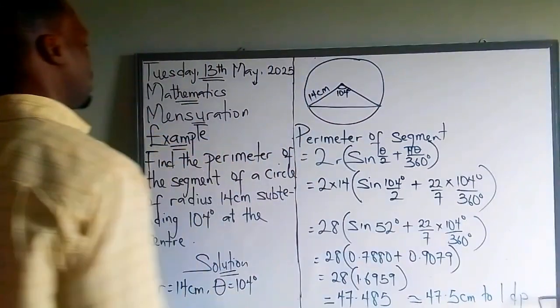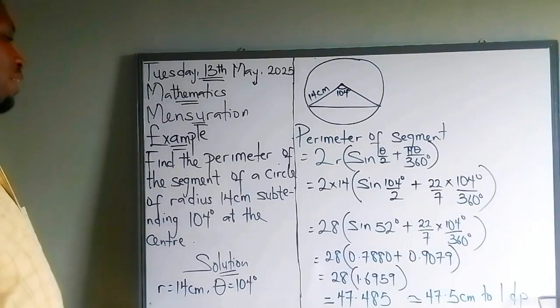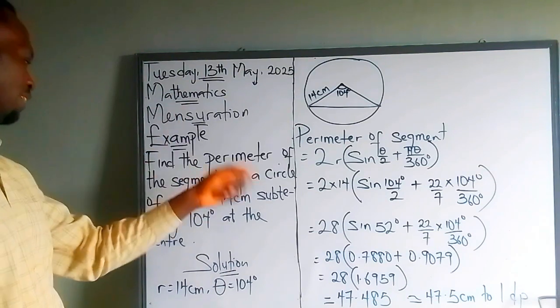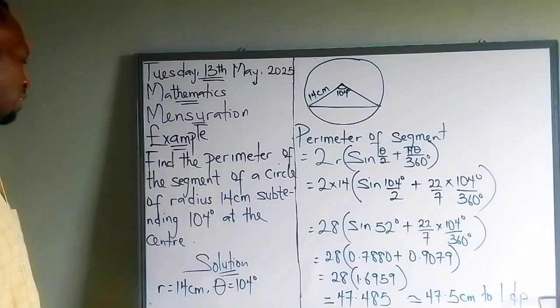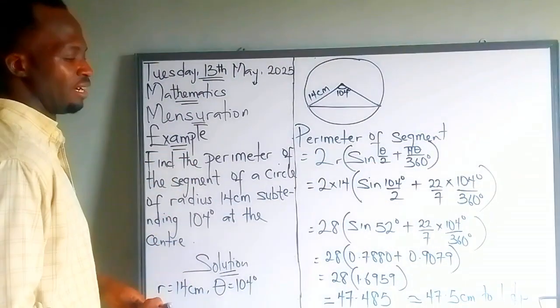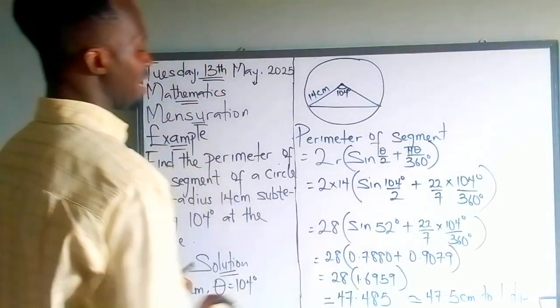So here we've been able to find the perimeter of the segment of a circle of radius 14 centimeters, subtending 104 degrees at the center, as 47.5 centimeters.